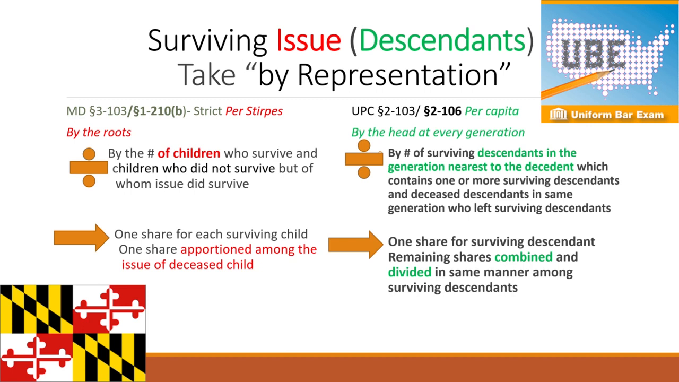Maryland takes an approach that says you're going to divide by the children as long as there's somebody under that line that can inherit. And then the descendants of the deceased child will take what would have been their parent's share. The UPC has a very different approach. They look for the descendants in the nearest generation to the decedent. So if there happens to be no surviving children, they are going to make that first division at the grandchildren level. And then once they make that division at the grandchildren level, they will do something called combining and redividing. We'll take a look at some of these.